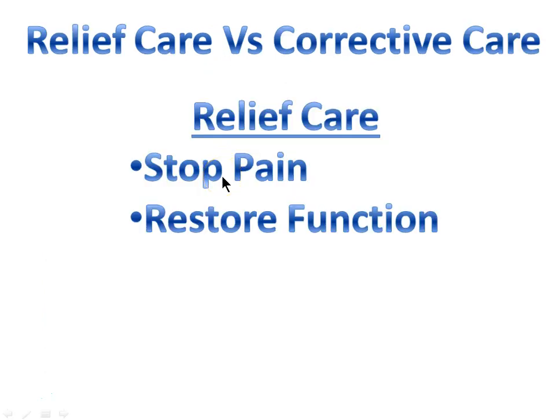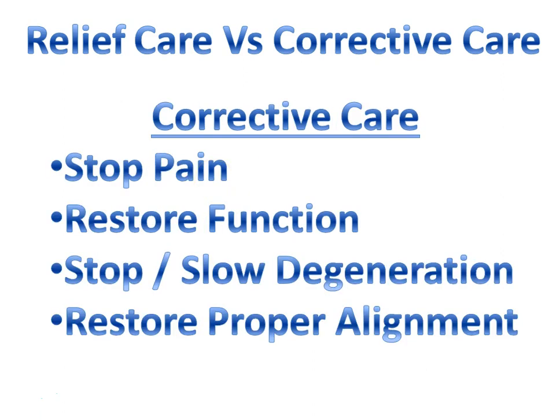Now, what we do is we offer two kinds of care. We offer relief care and we offer corrective care. Relief care is designed to stop the pain and restore function. Corrective care is designed to stop the pain, restore function, but also to slow the progression of the degenerative process and to restore proper alignment.